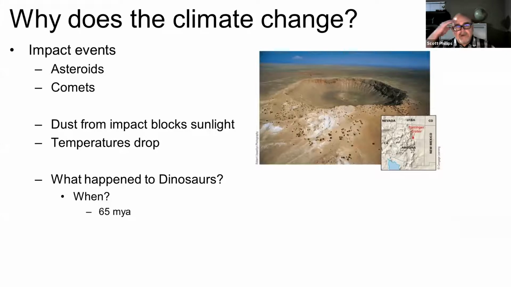Impact events can play a role. These are random events such as an asteroid or a comet hitting the Earth. And what happens is when they do, they blow a lot of debris into the upper atmosphere. These are considered largely responsible for the extinction of much of life on Earth, like the dinosaurs, because of an impact event around 65 million years ago.